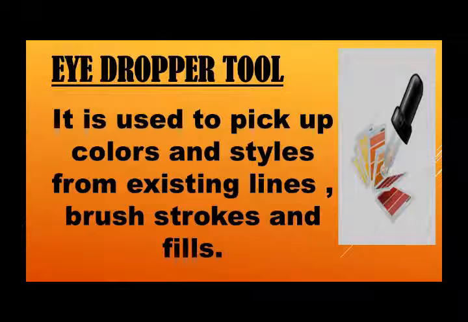You then apply these colors and styles to other objects. The eyedropper tool is linked to the paint bucket or ink bottle tool. You pick a color from one object with the eyedropper tool and fill the same color in another object with the paint bucket or ink bottle. Now, moving on to the steps, how can we use the eyedropper tool?